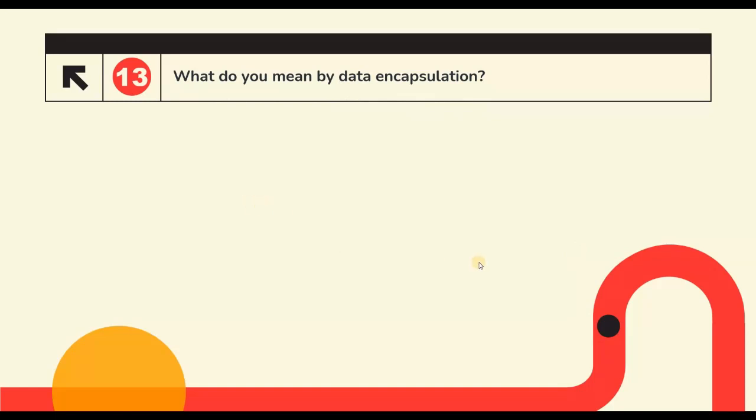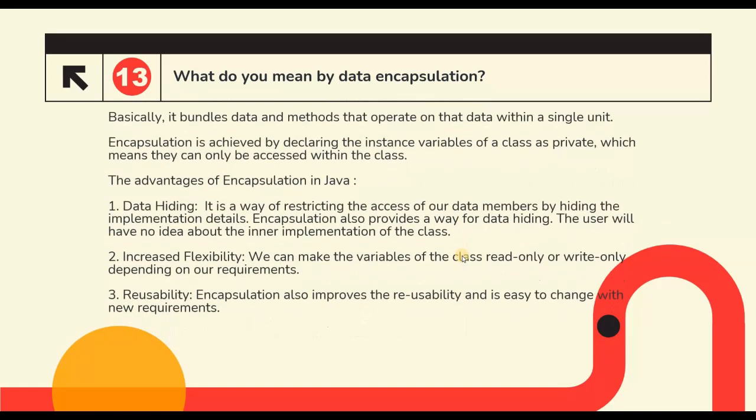What is data encapsulation? Data encapsulation means binding the data and values in a single unit, which is called encapsulation. Encapsulation is achieved by declaring the instance variables of a class as private, which means they can only be accessed within the class. What is the advantage? Using this you can achieve data hiding, and it increases flexibility and reusability. These are the advantages of encapsulation.